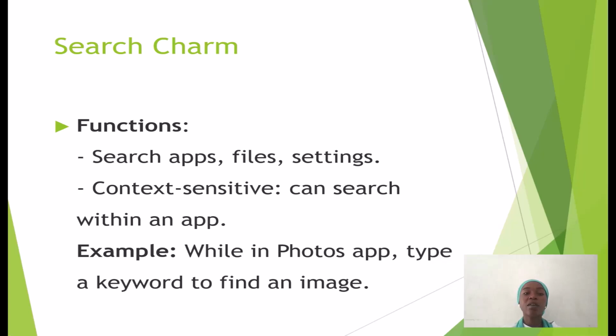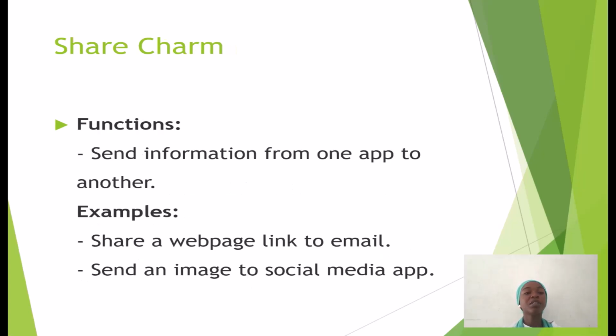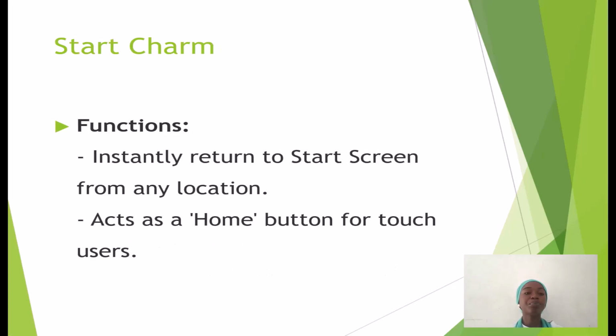I'm coming to start from where my colleague ended, which is the search charm. Functions of the search charm: search apps, files, settings, context sensitive, can search within an app. An example is: while in the Photos app, type a keyword to find an image. Share charm. Functions of the share charm: send information from one app to another. Examples: share a web page link to email and send an image to a social media app.